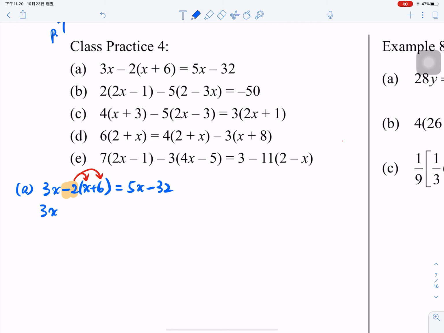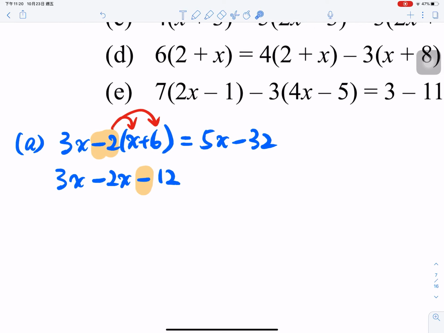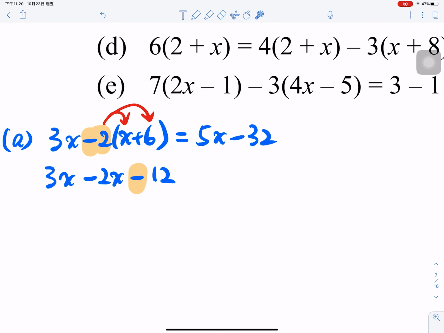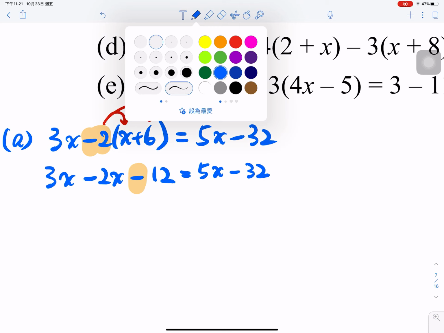So 3x minus 2x, right? And then minus 12. Remember, this one is minus. Have a look, I'll enlarge it so you can see clearly. Negative 2 times x, so minus 2x. Negative 2 times 6, so minus 12. Clear? That's great. Now group all x together.